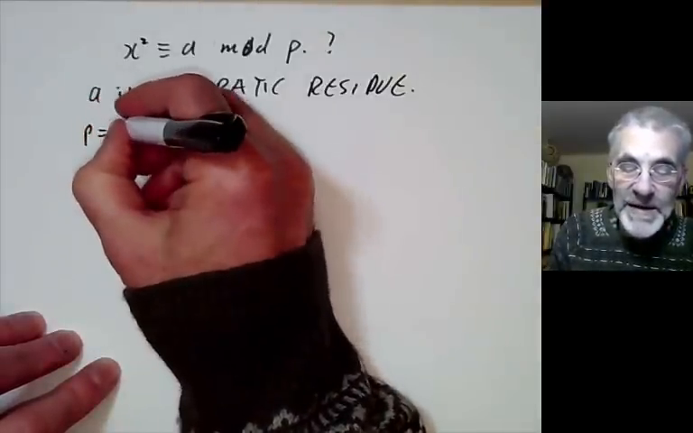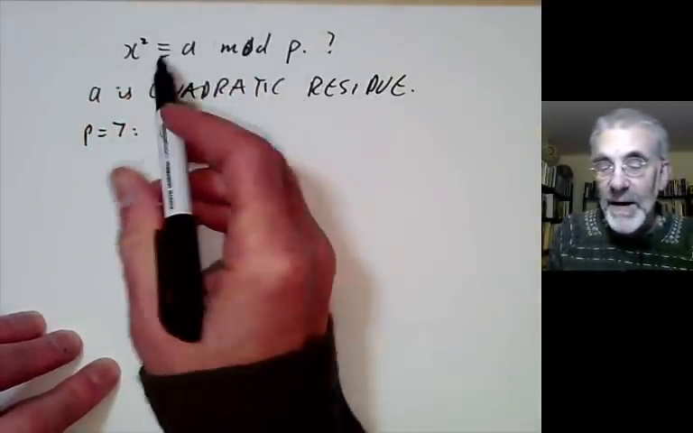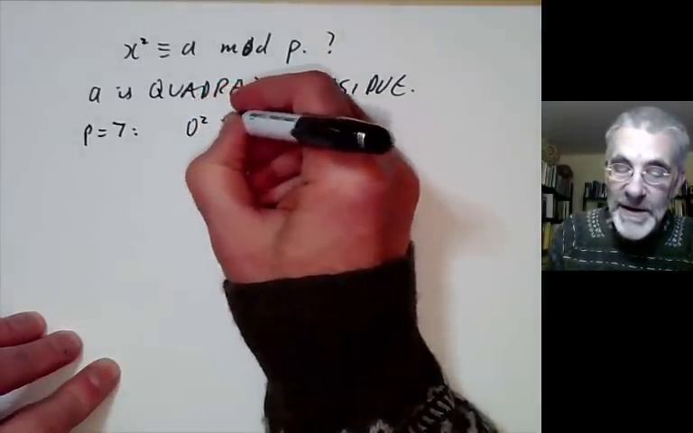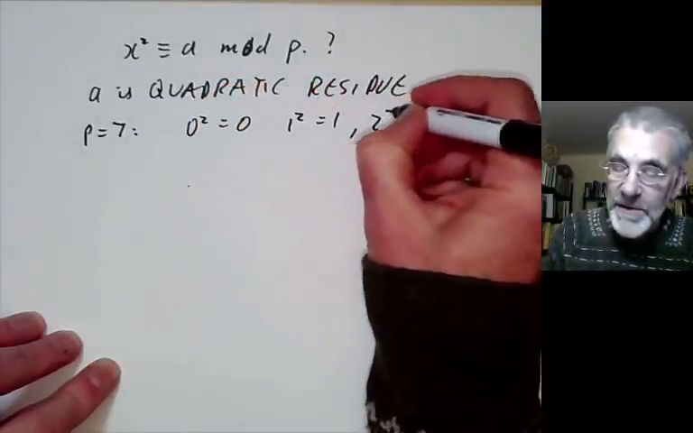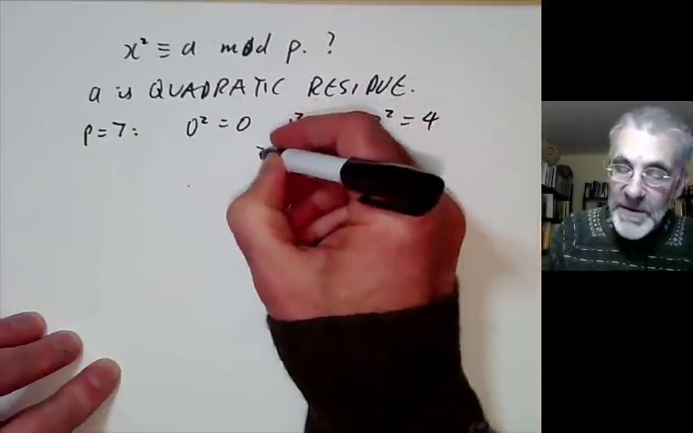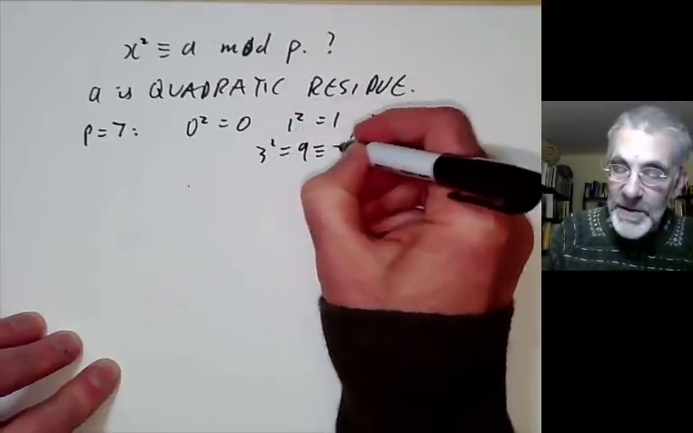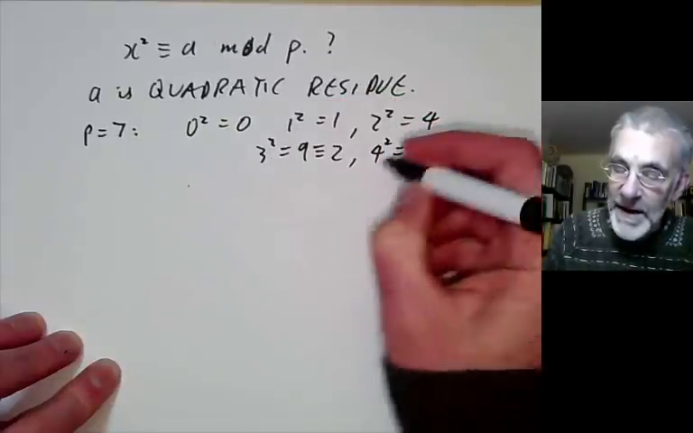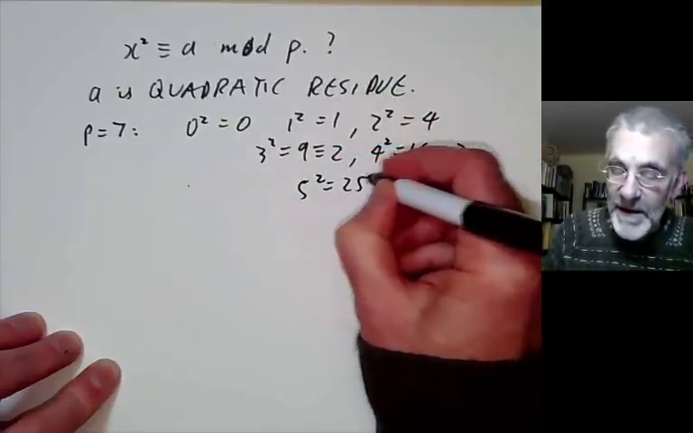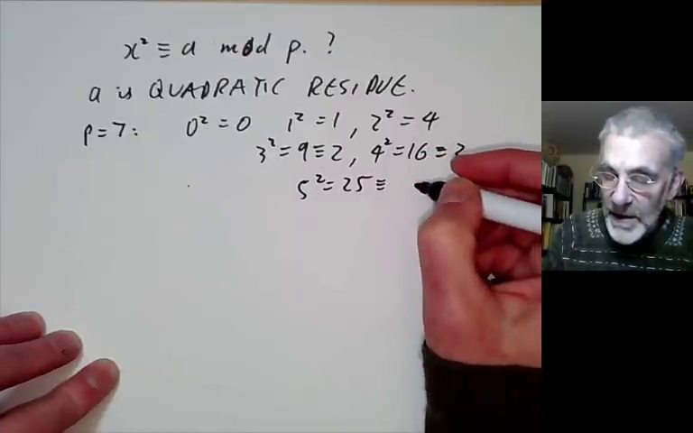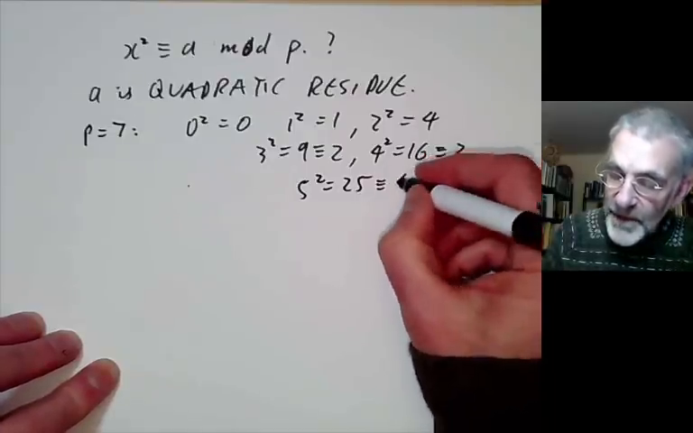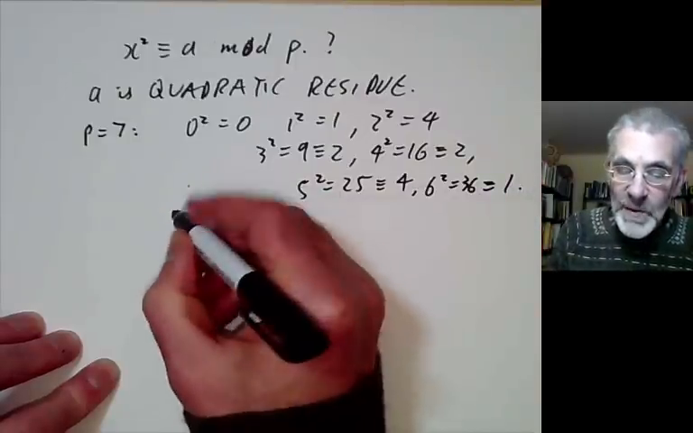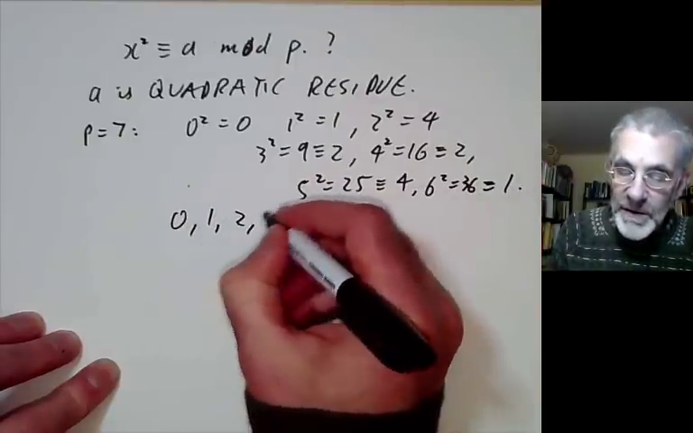Quadratic means a square, and residue means you're reducing modulo p for some p. So for instance, if p is equal to 7, let's find out which numbers are squares modulo 7. Well, 0 squared is 0, 1 squared is 1, 2 squared is 4, 3 squared is 9, which is congruent to 2, 4 squared equals 16, which is congruent to 2 again, 5 squared equals 25, which is congruent to 4, and 6 squared equals 36, which is congruent to 1. So the squares are 0, 1, 2, and 4.